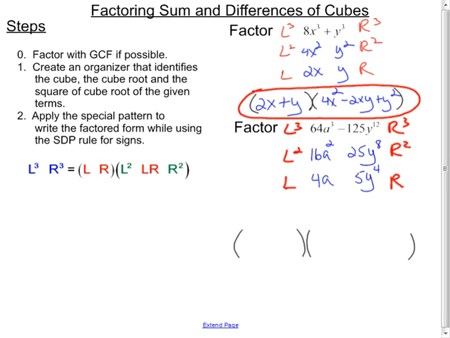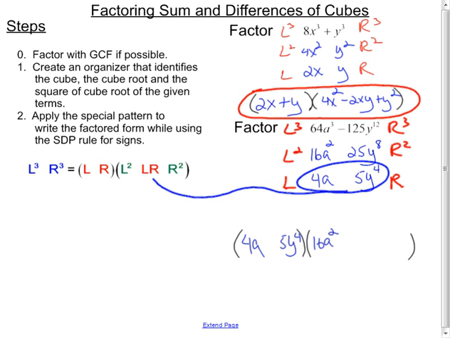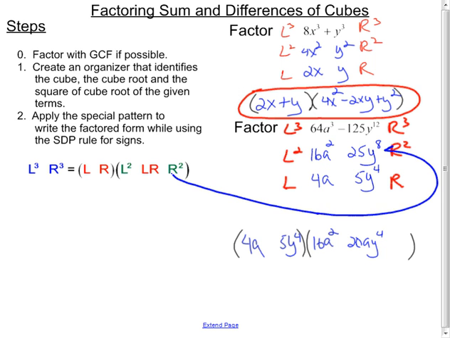And then it starts with L, which will be 4a, then R, which will be 5y to the fourth, followed by L squared, which is 16a squared. Then a little mental math for LR, which is going to be 20a y to the fourth, followed by R squared, which is 25y to the eighth.